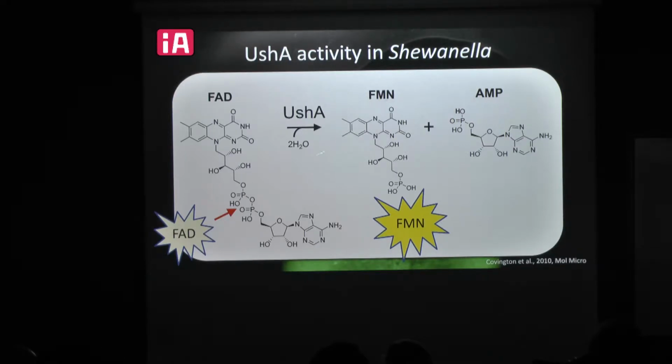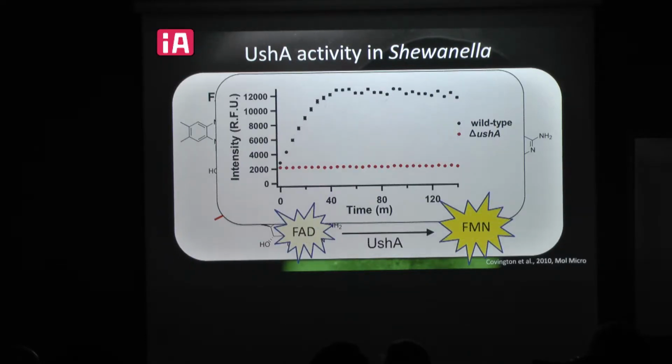We had hypothesized that perhaps USH-A is involved in cleaving FAD into FMN and AMP. And if that were true, mutants that are defective in making this protein should lose this activity. So here's an activity assay where we're looking at FAD cleavage, as judged by intensity in relative fluorescent units increasing. Wild type cells that have USH-A increase this fluorescence, while the USH-A mutant that we made is unable to do that, unable to cleave FAD, which is unusual.